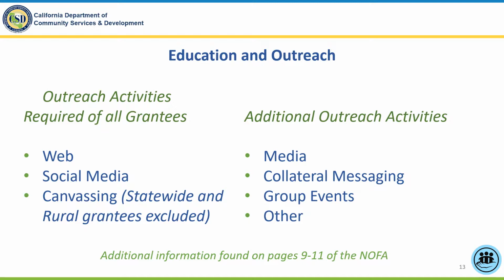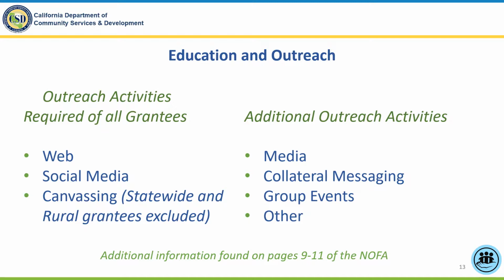On the right side of the slide are activities that are recommended but not required, and they include media, collateral messaging, and group events. Education through media outlets includes, but is not limited to, print, radio, television, internet or website ads, and social media promoted or boosted ads. Also recommended is education and outreach through collateral messaging in multiple languages as appropriate for the target audience and demographics through the following mediums: flyers and brochures, direct mailers, and newsletters.